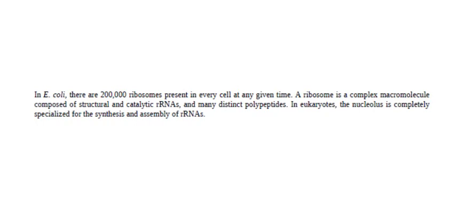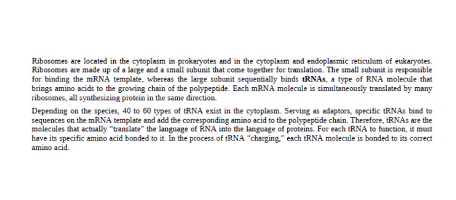In eukaryotes, the nucleolus is completely specialized for the synthesis and assembly of ribosomal RNAs. Ribosomes are located in the cytoplasm in prokaryotes and in the cytoplasm and endoplasmic reticulum of eukaryotes. Ribosomes are made up of a large and a small subunit that come together for translation.